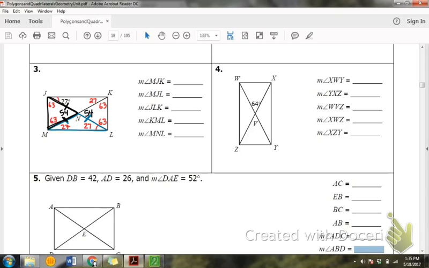Okay, let's find out how much angle N is. So 27 and 27 added together. Subtract that from 180. So if this is 126, then the one above it is also 126.